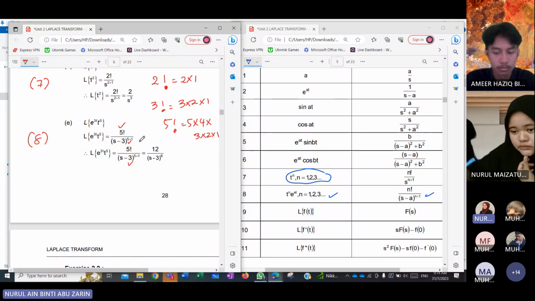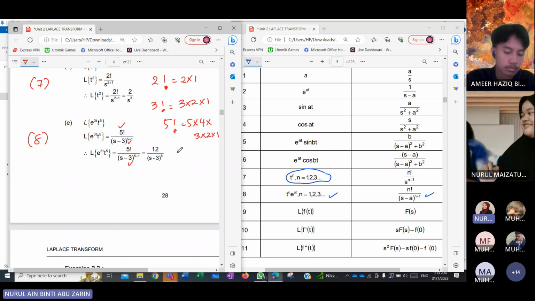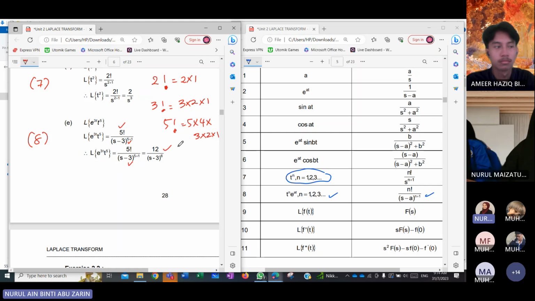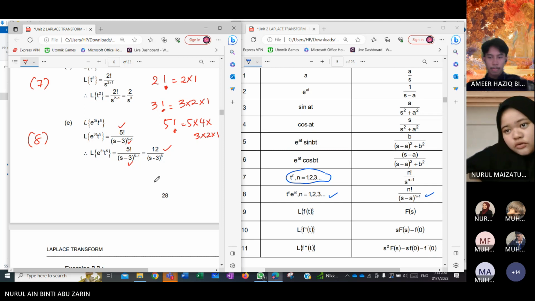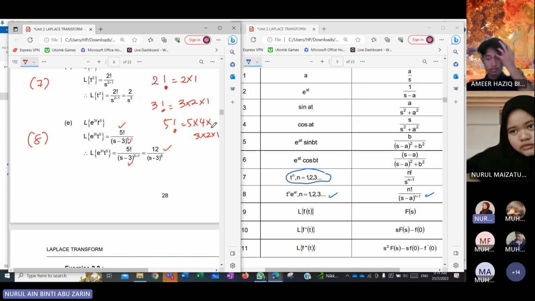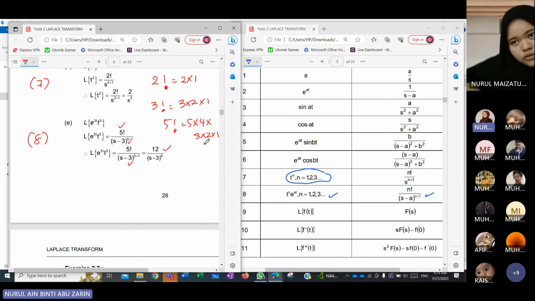So you have 5 factorial divided by S minus 3 in bracket to the power of 5 plus 1. So 5 faktorial kena cari by pressing your calculator, you dapat 12. Lepas tu betul ke 12? Macam pelik je 12, 5 faktorial. Ke 20. Kan? 5 darab 4 pun dah 20, 20 darab 3 dah 60, 60 darab 2 adalah 120. So sila buat pembetulan page 28, 120 over S minus 3 to the power of 6. Okay, boleh? Okay tak?